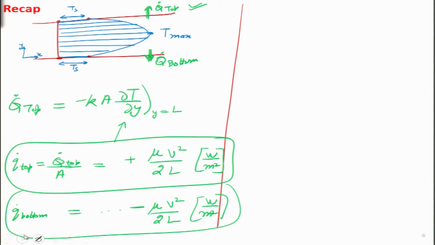Based on the temperature profile, we could figure out that half of the heat is escaping from the bottom, Q dot bottom, whose value turns out to be negative, and half of the heat transfer takes place from the top, which has an equal value, but the sign is positive.